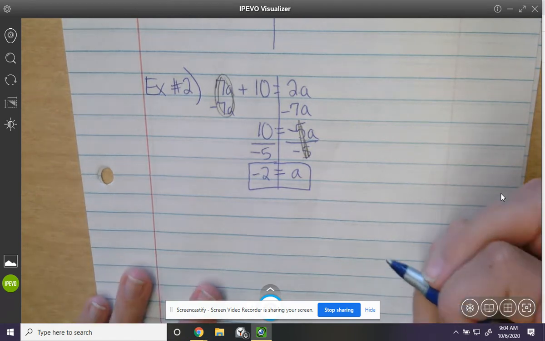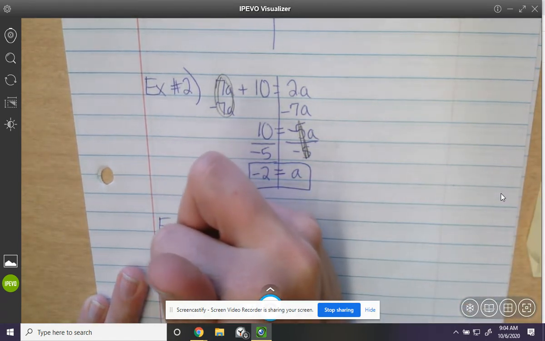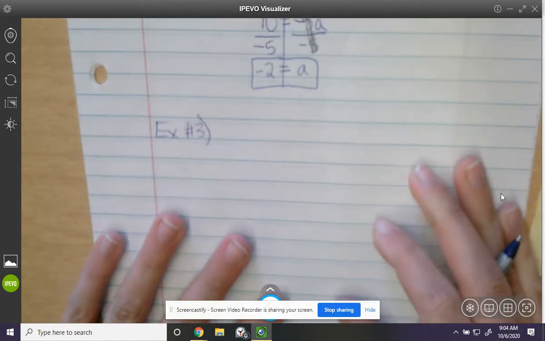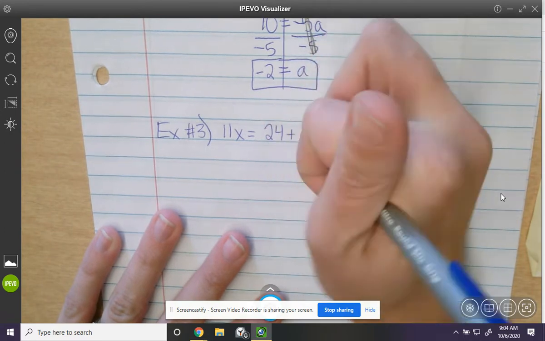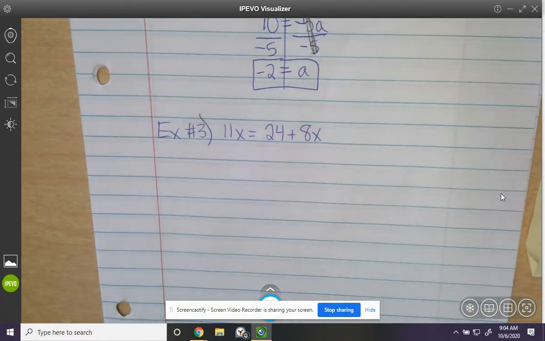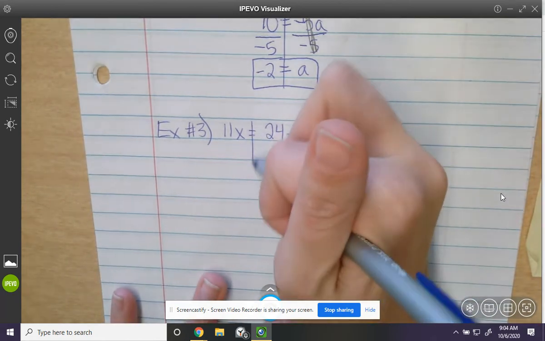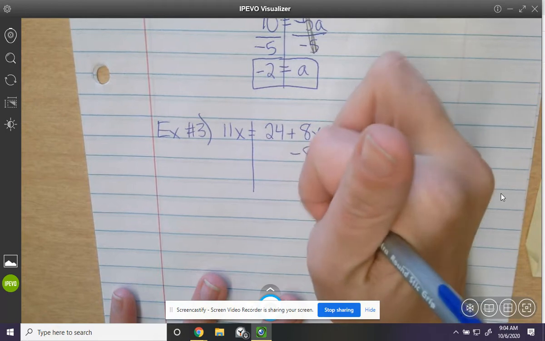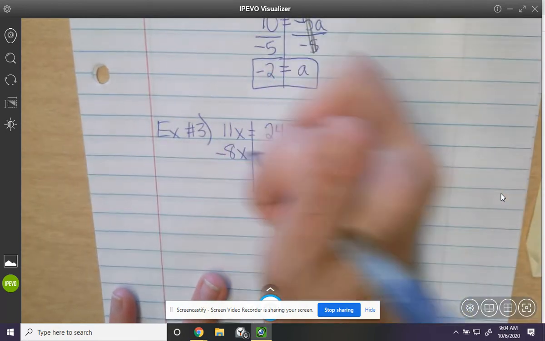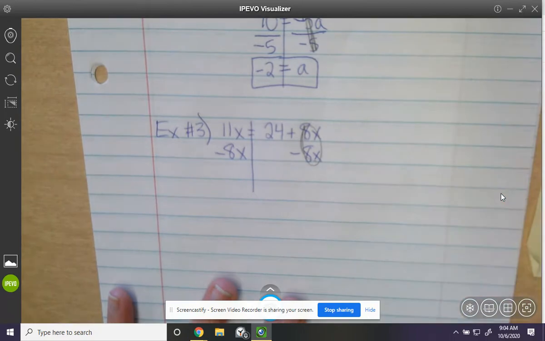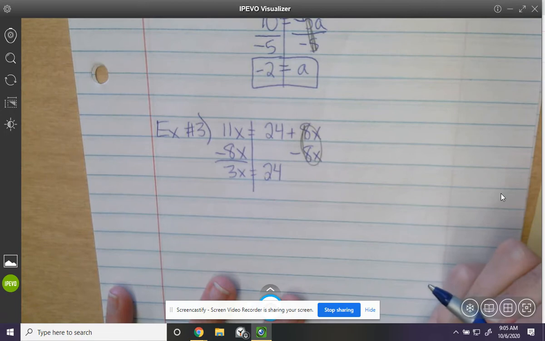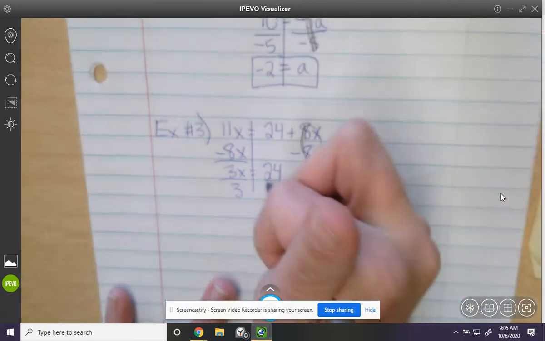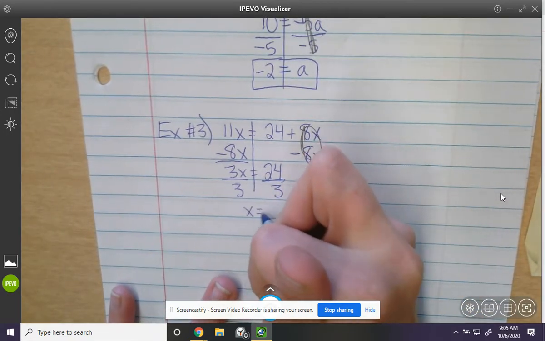All right, here's one that I want you to try on your own. I want you to try 11x equals 24 plus 8x. So pause this and try it on your own. Okay, hopefully you've paused this and you've actually tried it on your own. The way you would do this is you would subtract 8x to go over here, leaving 3x equals 24. And then from here you just divide 3, and x equals 8.